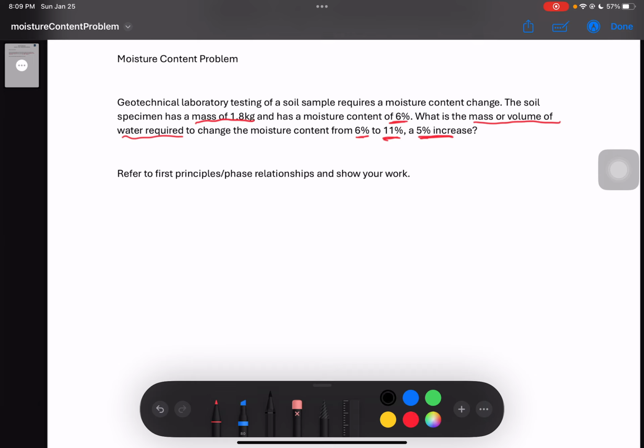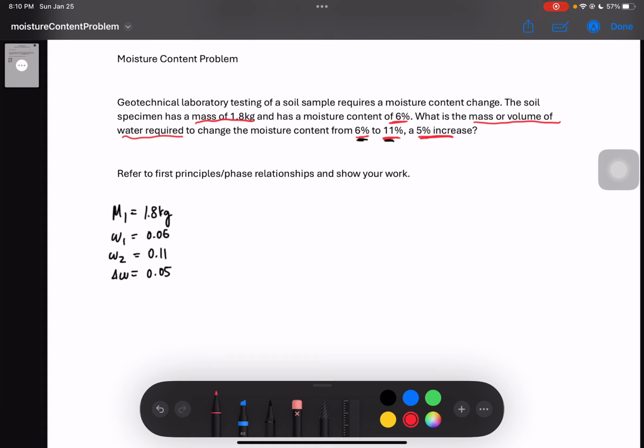So essentially we want to change from an initial moisture content state to a final water content state. We know our initial soil sample is 1.8 kilograms, so let's call it M1. M1 equals 1.8 kilograms. Our initial water content is 6%, so let's call it W1 for initial water content. 6% is 0.06. The final water content, the one we want to aim for, is 11%. Let's call it W2, 11%, 0.11. And delta W, or the change in water content, is 0.05.